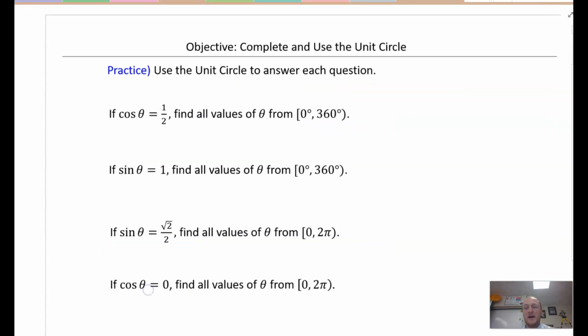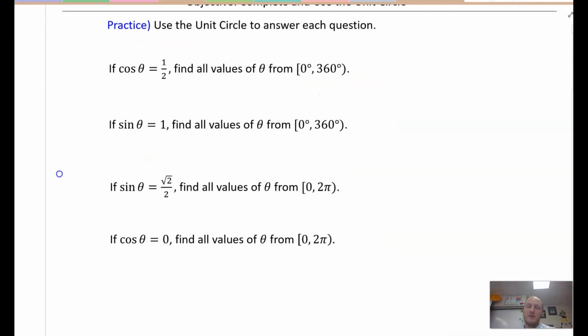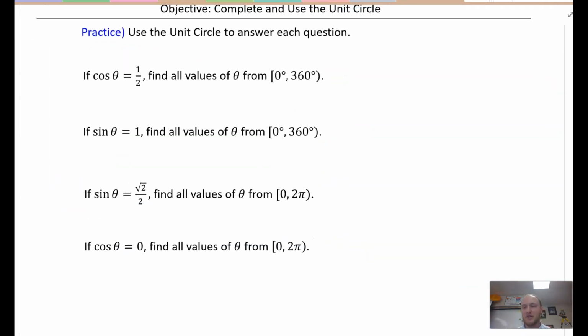All right, so here are some examples. Again, you know the drill. Please pause and try it on your own. If you have questions, write them down, make sure to ask them, and bring them to class. But pause. Here are the answers.